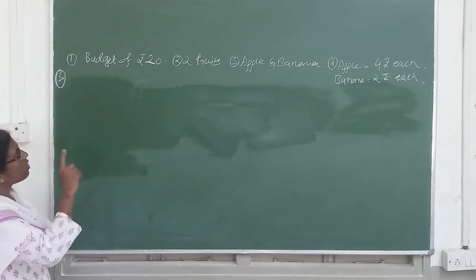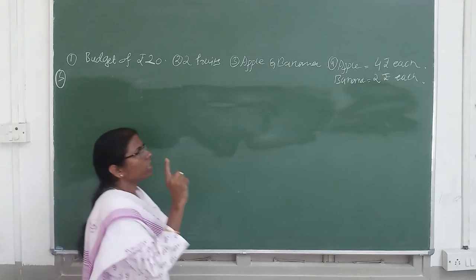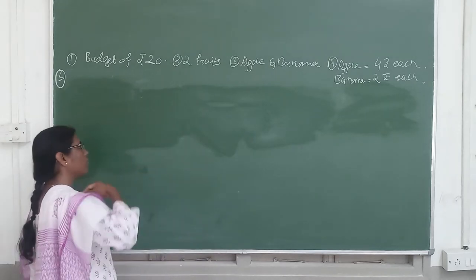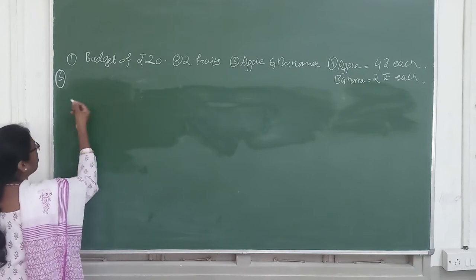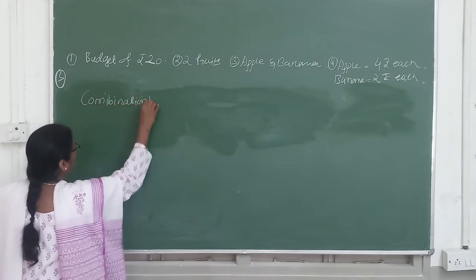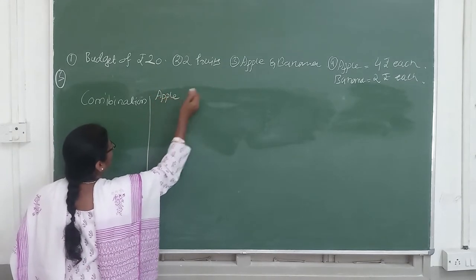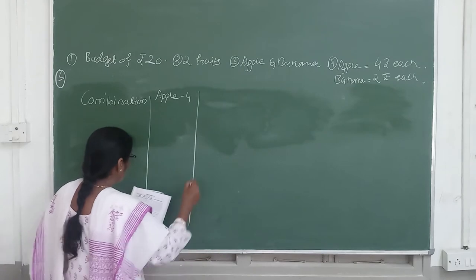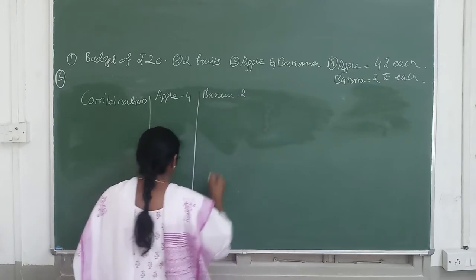So budget of rupees 20 and 2 fruits, that means in our example apple and banana. The price of apple is equal to 4 rupees and the price of banana is equal to 2 rupees. Let us try to form a budget set. The first column is combinations of apple and banana. The second column is the price of apple, which is 4, and the third is the price of banana, which is 2.